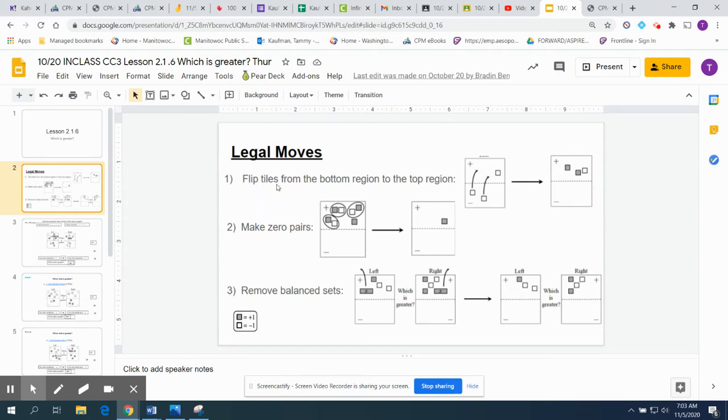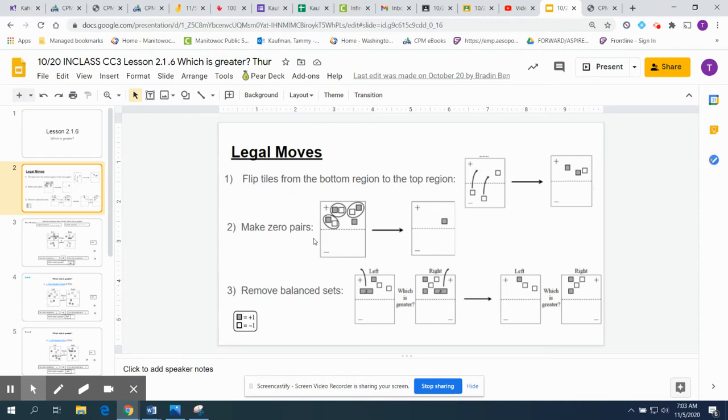The first one is flipping moves, or flipping tiles from the bottom region to the top region. The reason I can do that is because this little negative sign, another word for this negative sign is opposite. So the opposite of this tile is going to be the positive side. So I'm going to flip that up and show the opposite. So this is the same as this one. So I can have these negative 2 unit tiles on the bottom are the same as 2 positive on the top. So flipping them is a legal move.